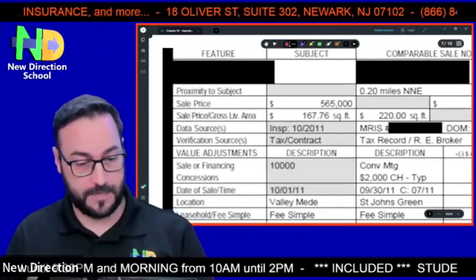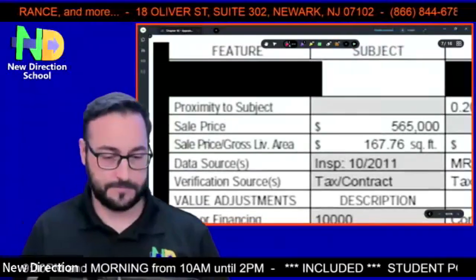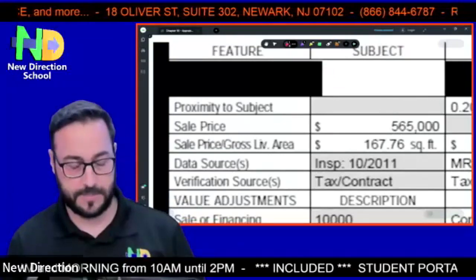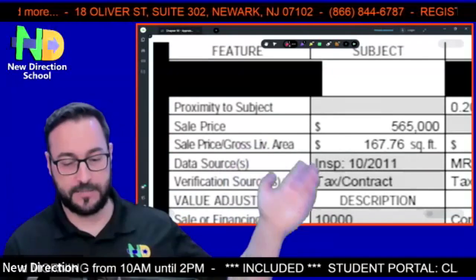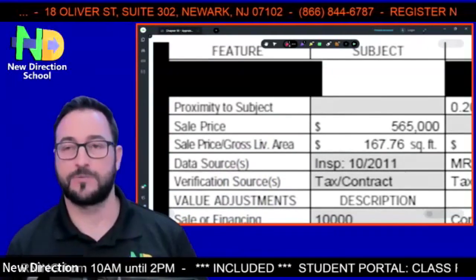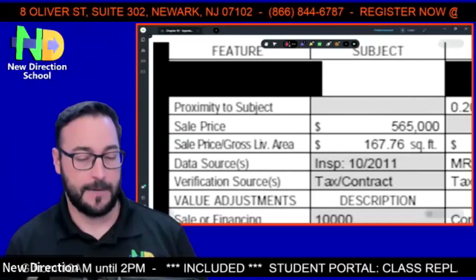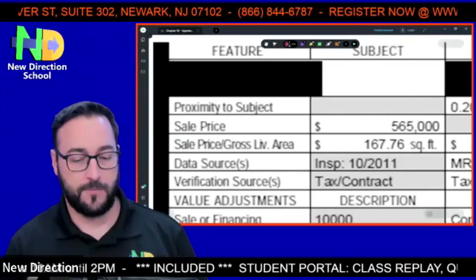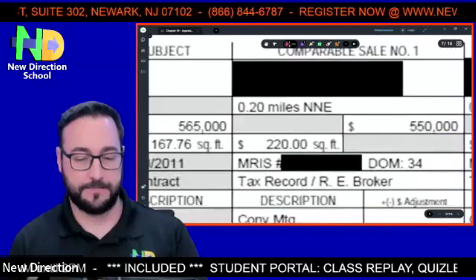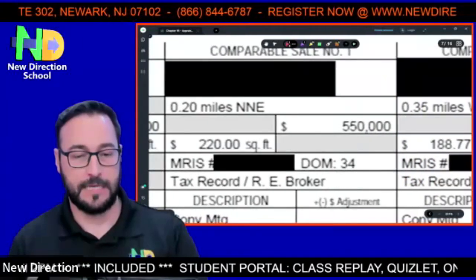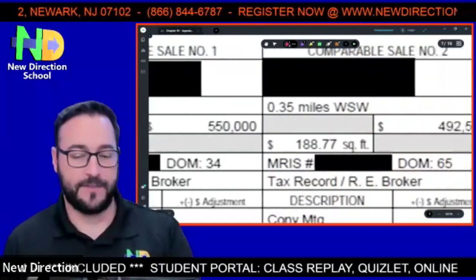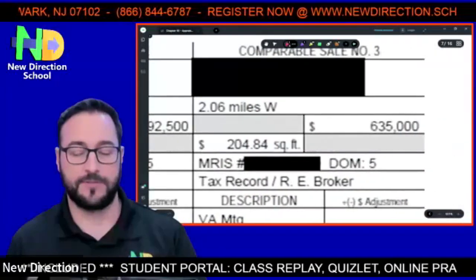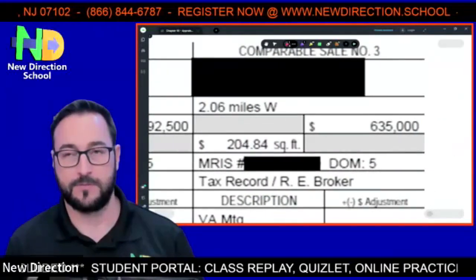So here we have the subject property, projected sale 565. That's what we're looking for. We're going to start from the end. Okay. This property sold for 550. This property sold for 492, and this property sold for 635. Okay, so we'll start from the end and go back.